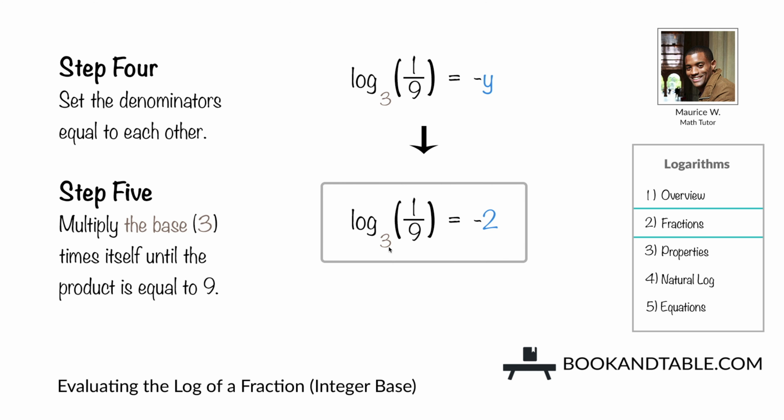So when we see a base that is an integer and an argument that is a fraction with a numerator of 1, that lets us know that we are going to wind up with a negative power. So that is how we go about evaluating a logarithm of a fraction with an integer base.